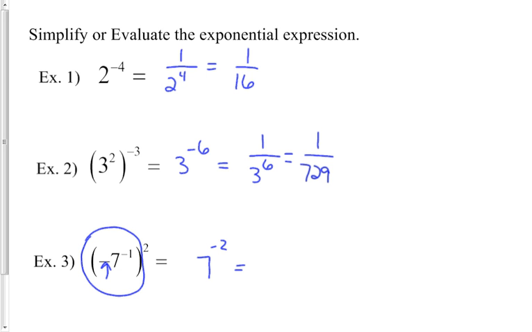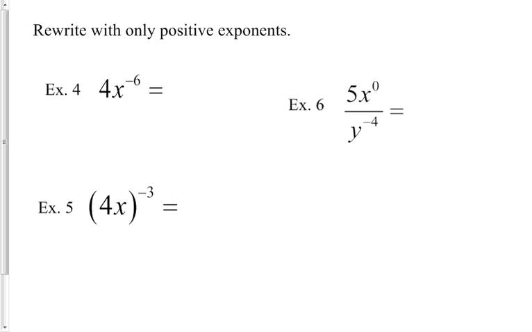Okay, so then raising that 7 to the negative second power, it's like putting the 7 into the denominator, raised to the positive 2, and we can simplify that. That'll be 1 over 49. Okay, if you take a look and flip the paper over, you're going to see a couple more examples.